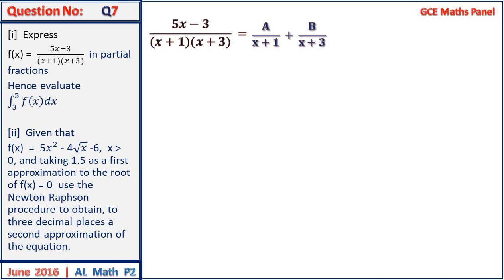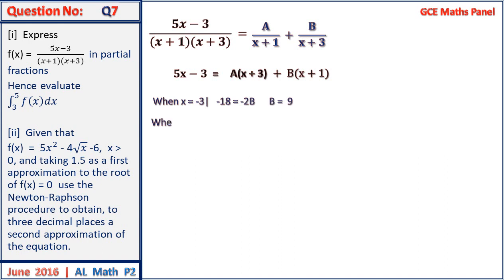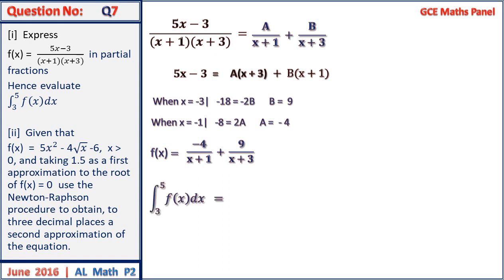Multiplying both sides by the denominator of the left hand side, we have 5x minus 3 equal to A into x plus 3 plus B into x plus 1. Now when x is equal to minus 3, we have B equal to 9. And when x is equal to minus 1, A will be equal to minus 4. Therefore, f of x becomes minus 4 on x plus 1 plus 9 on x plus 3 in partial fractions.